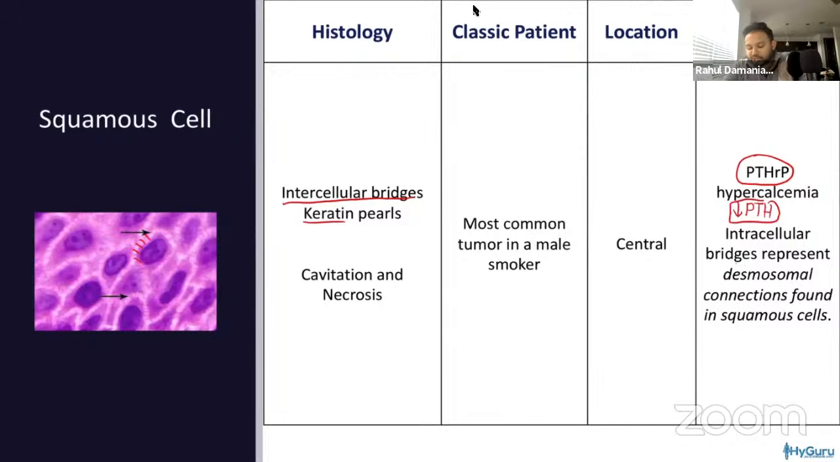What do intercellular bridges represent? Desmosomal connections. Where else are you going to be seeing desmosomal connections? You're going to be seeing that in your pemphigus vulgaris. Very high yield for us to know.